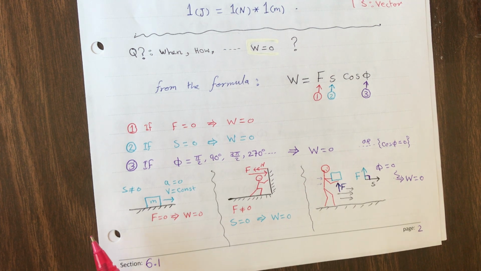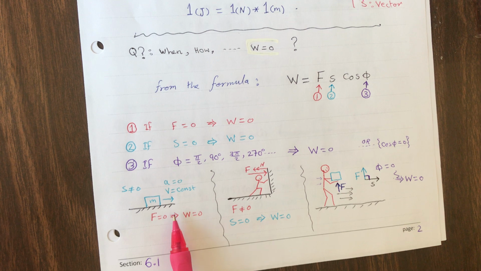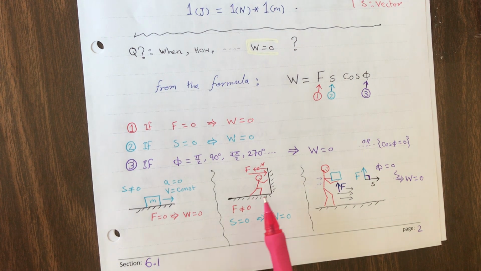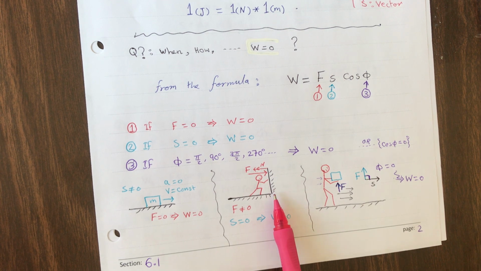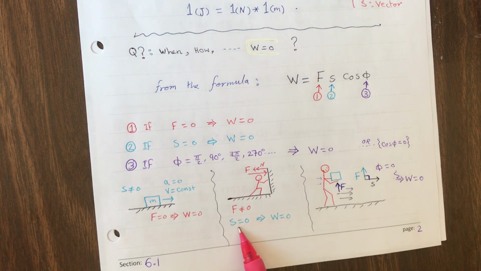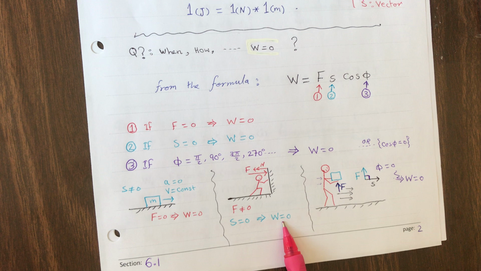If we have a moving object with constant velocity, the acceleration is 0. We have equilibrium. Newton's first law is obeyed here. The force is equal to 0, then the work is equal to 0. The body is moving now, but without any acceleration, so the work is equal to 0. Another example, if we apply a force on a wall, the force is not equal to 0. We have an applied force and a normal force. But the displacement is equal to 0, which gives us the work equal to 0.